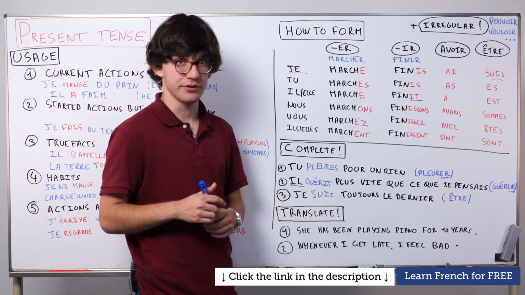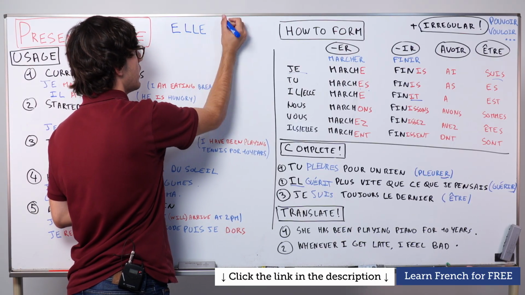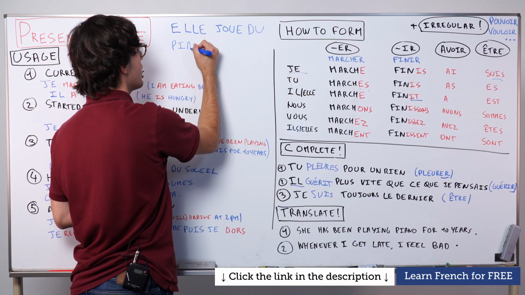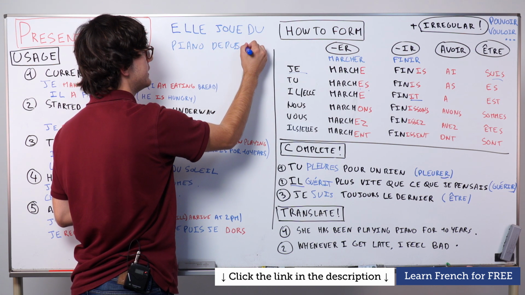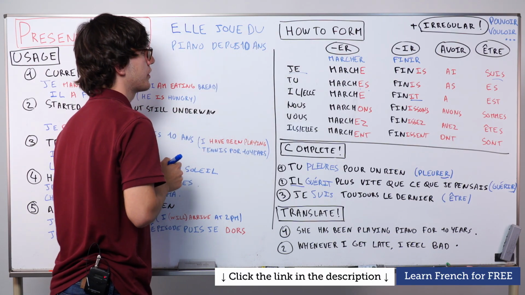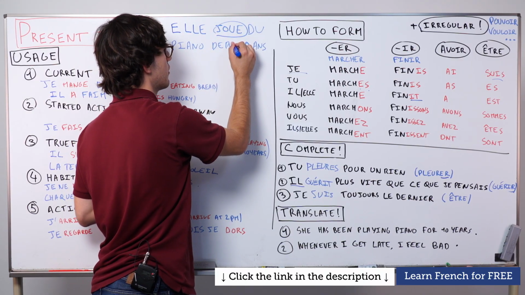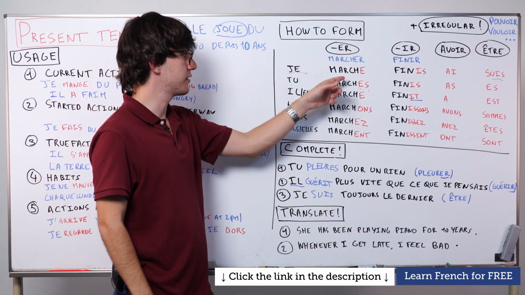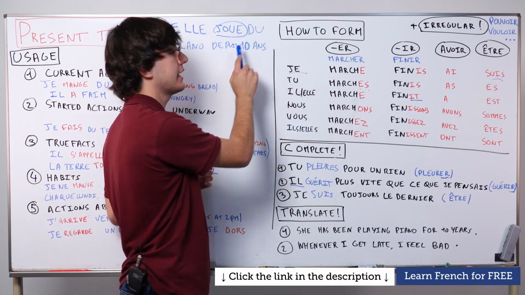She has been playing piano for 10 years. Elle joue du piano depuis 10 ans. So here you've got the verb that is playing: joue, present. Joue is a first group verb, so you just take the subject, you see it's elle, so you add E at the end.